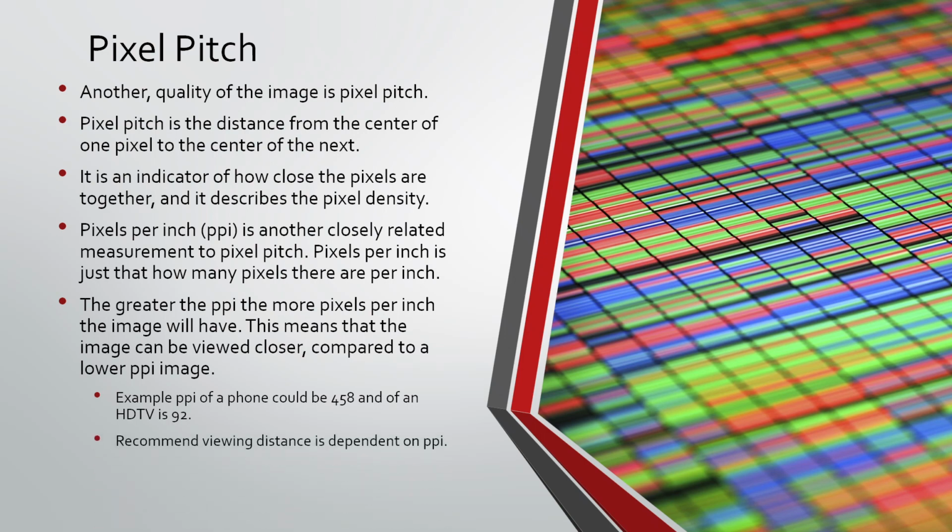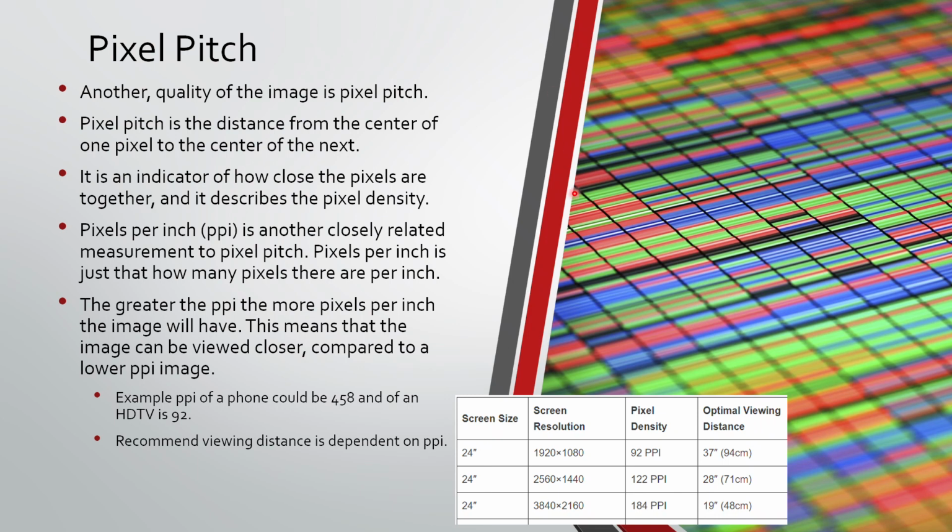Recommended viewing distance is dependent on pixels per inch, and we have a little example here of 24-inch televisions, with their resolution and then their pixel density. At 92 pixels per inch, the optimum viewing distance is 37 inches, and then as it goes up on the same TV, same size, so the same field of view, 184 pixels per inch in this example, it can be viewed about 19 inches away. So you can be closer with a higher pixels per inch density. For radiologists, their screens are designed for viewing from common distances that they may be away from the monitor.